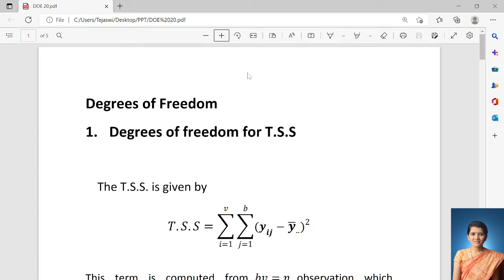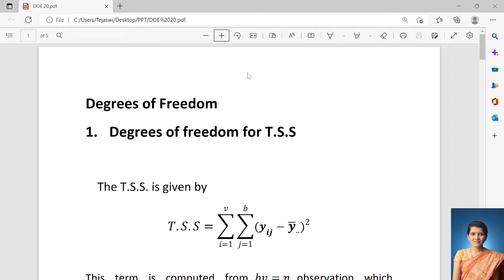Last lecture, we have seen the splitting of sum of squares in RBD. Now, the splitting of the total sum of square is the sum of square due to the treatment plus sum of square due to the block plus sum of square due to the error. Now we find the degrees of freedom of each of the sum of squares.